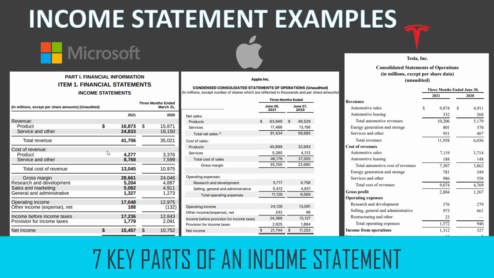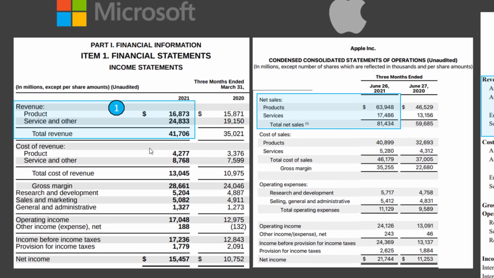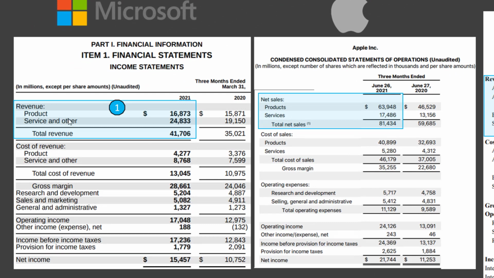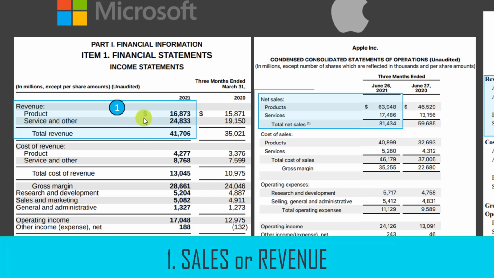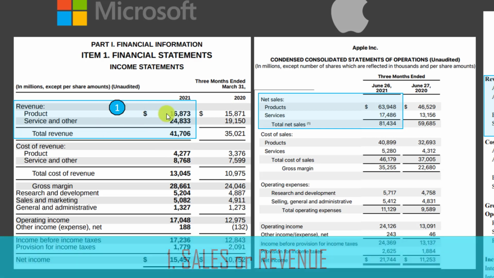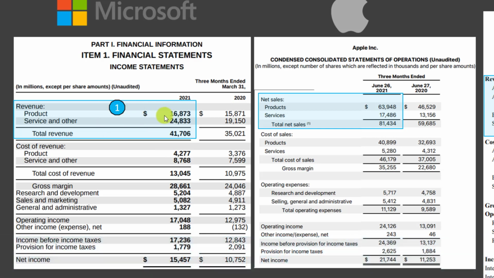So let's look at them one by one. First is the revenue section. So this, you can see the revenue in all these 3 income statements. This is the total sales recorded by the company during that period. So I'm going to use Microsoft when I'm talking about the specific numbers because we just need one example. Microsoft recorded $16,873 million of product revenue during the 3 months ending in March 31st, 2021.